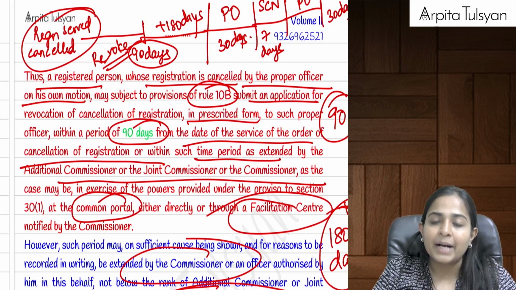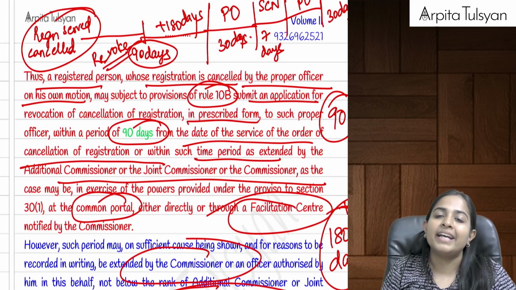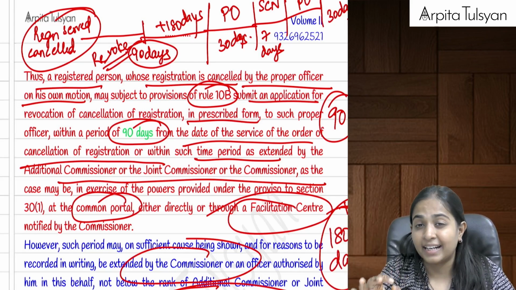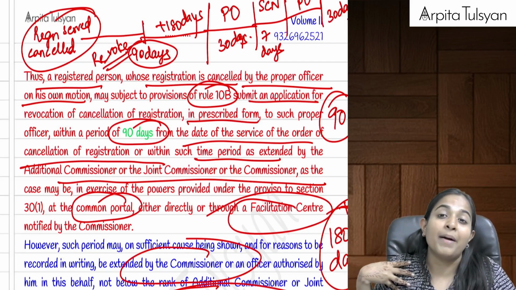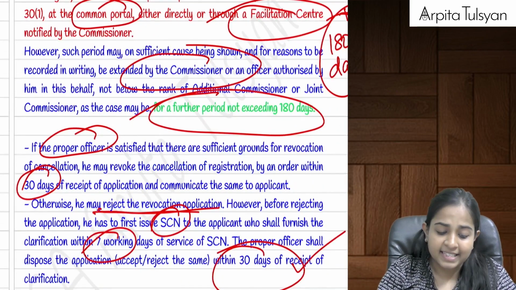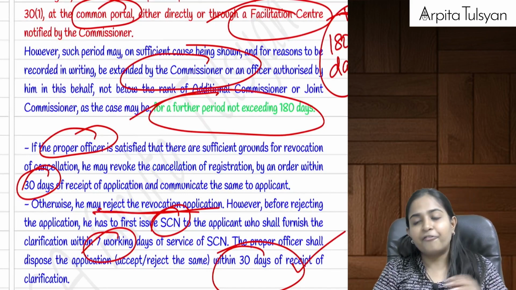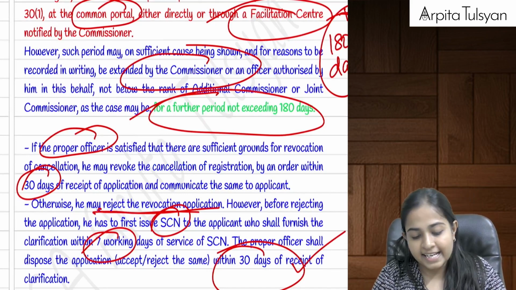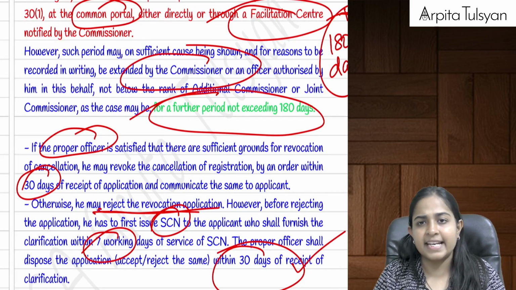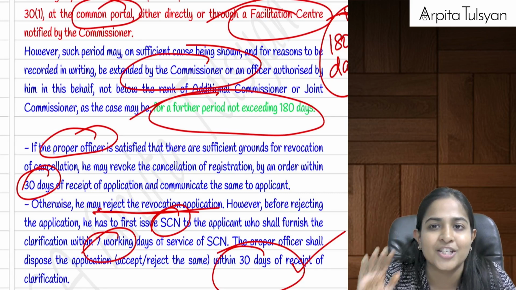Once I have filed the revocation application, the proper officer will take a time period of 30 days to see my request. After that, he can either say yes or say no. If he says yes, my application is correct, which means my registration will continue.